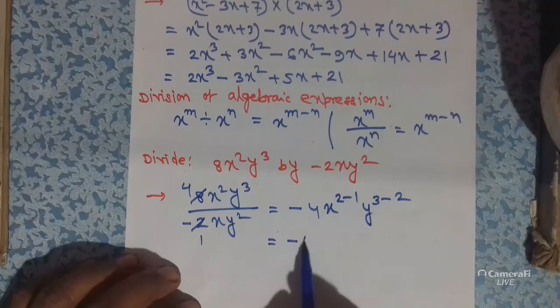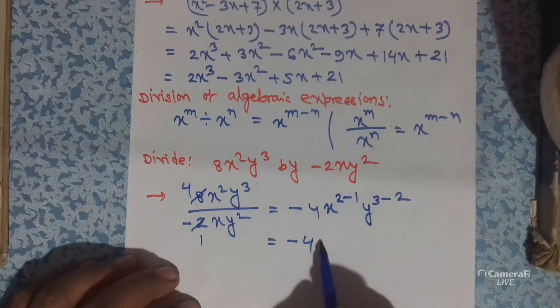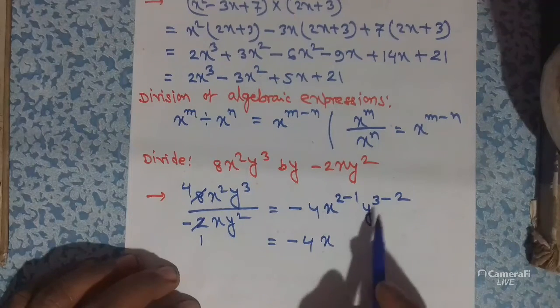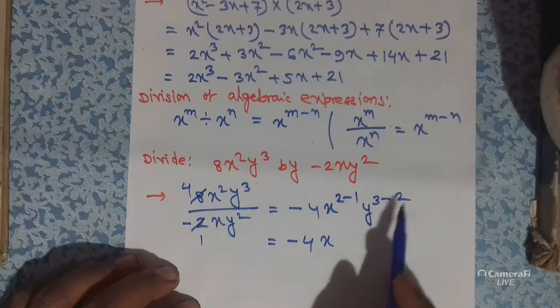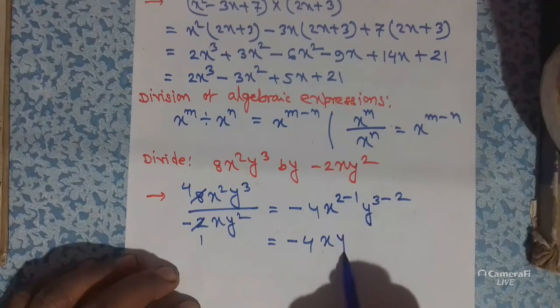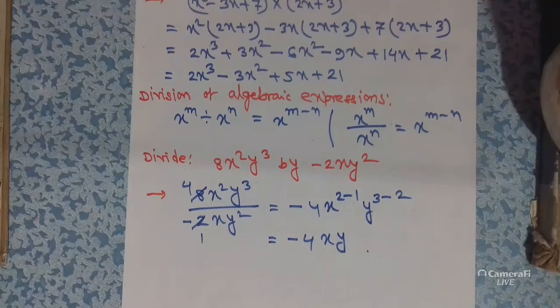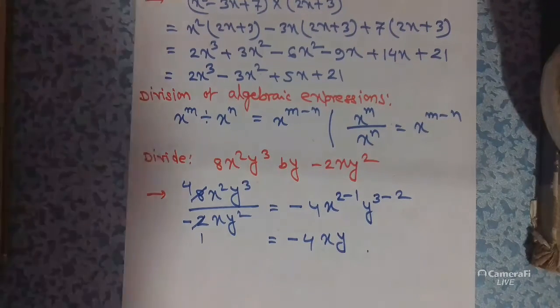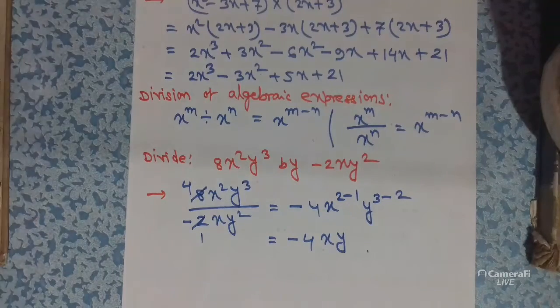Now minus 4, x to the power 2 minus 1 is x to the power 1, that means x, and y to the power 3 minus 2 means y to the power 1, that means y. Need not write 1 as power. Okay, x to the power 1 means x and y to the power 1 means y. So minus 4xy is the answer. I hope you understood. Now I am going to show you another one.